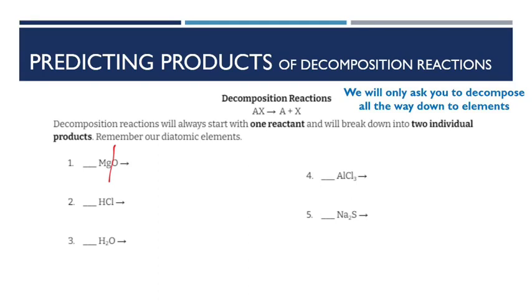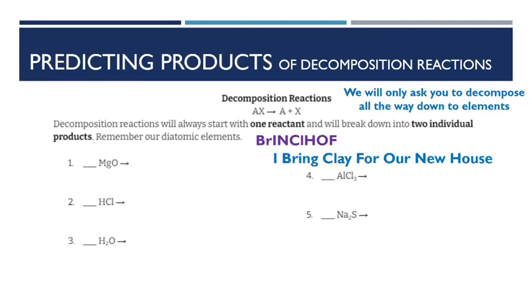And the most important thing to remember here is your diatomic elements. Remember Brinkelhoff, or I Bring Clay for Our New House, tells us the 7 elements that have to have a 2 on them when they're separate from all other elements. That's 7 elements that can never be completely alone. So as I'm writing out these 2 separate products, magnesium and oxygen, just separate them. It doesn't even really matter what order they're in. I generally leave them in the order they're written, but then we check our diatomics and realize that oxygen is a diatomic, which means we give it a 2.